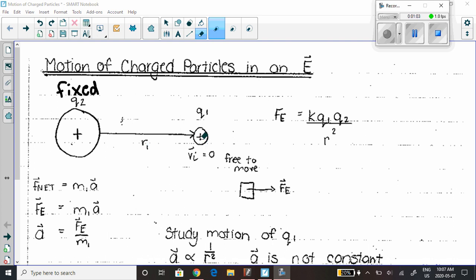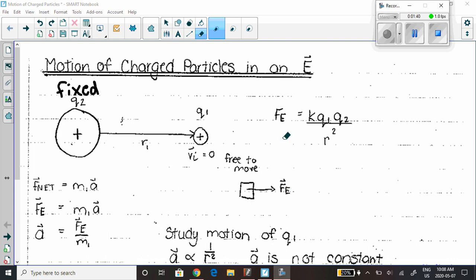This particle is free to move. And let's say momentarily it's being held there by whatever force, okay? If it's being held there, it has an initial velocity of 0. Then that force is removed, and this charge Q1 is free to move. And here would be a free body diagram on it. So it's being held temporarily, then boom, off it moves because now there's an electric force on it.